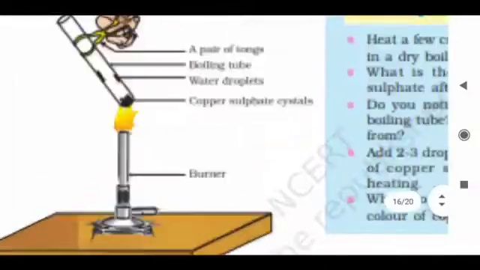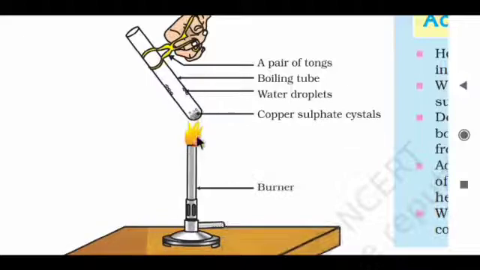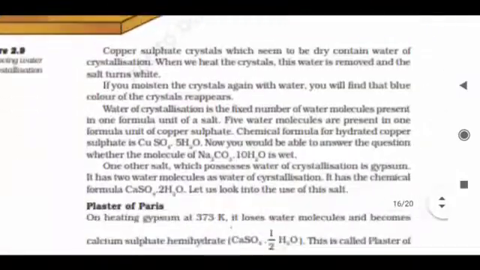Now what you have to do here is just take one test tube and add the copper sulfate into it, and when you heat the copper sulfate you will find a few water droplets inside the test tube. Now if we have dry crystals of copper sulfate, then where does this water come from? If it is dry, there should not be any water present. This is the pair of tongs, you can't hold it directly because you are going to burn it with the help of a burner, and these are the water droplets obtained by crystallization.